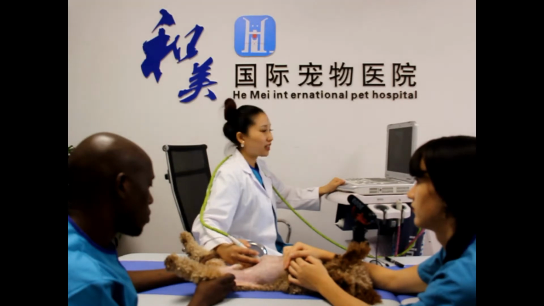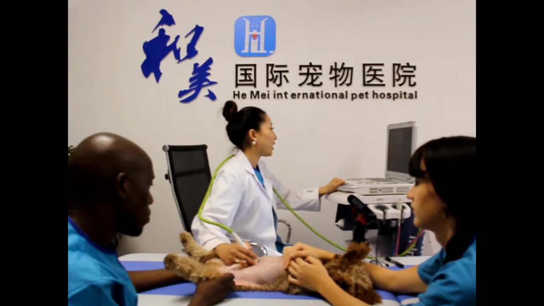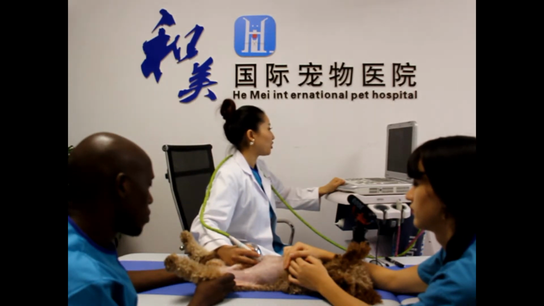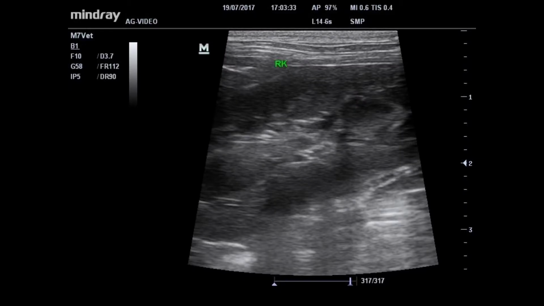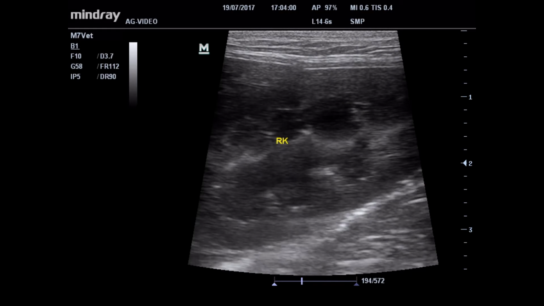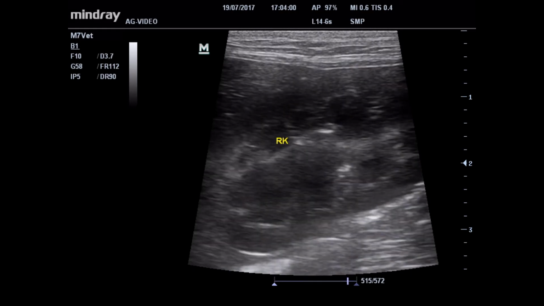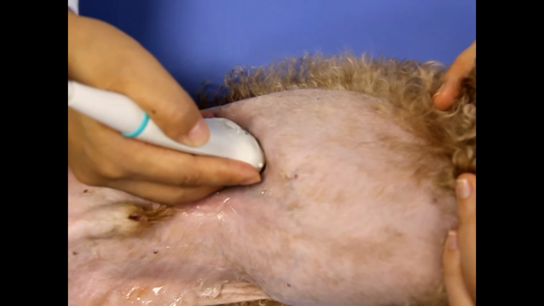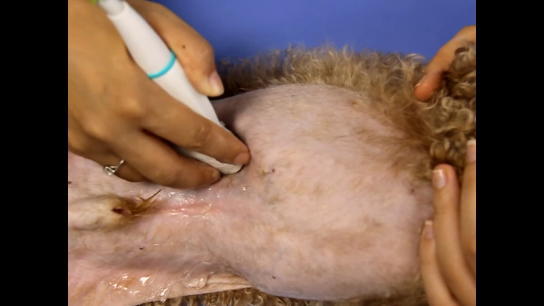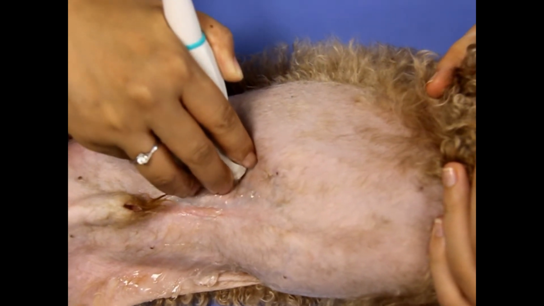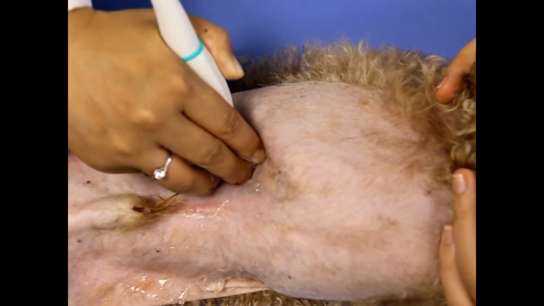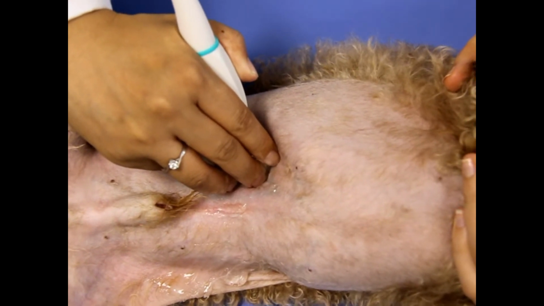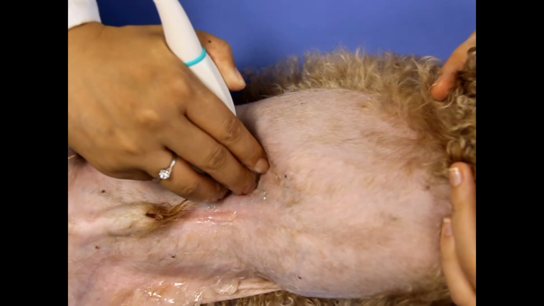For the right side of the adrenal glands, first we use the right kidney as a landmark. So I will try to find the right kidney. Here is the right kidney of this dog. After I find the right kidney, I put my probe a little bit toward the middle of the body and try to find the caudal vena cava. Then I will put the color Doppler and also the PW Doppler to see the blood flow of the caudal vena cava.